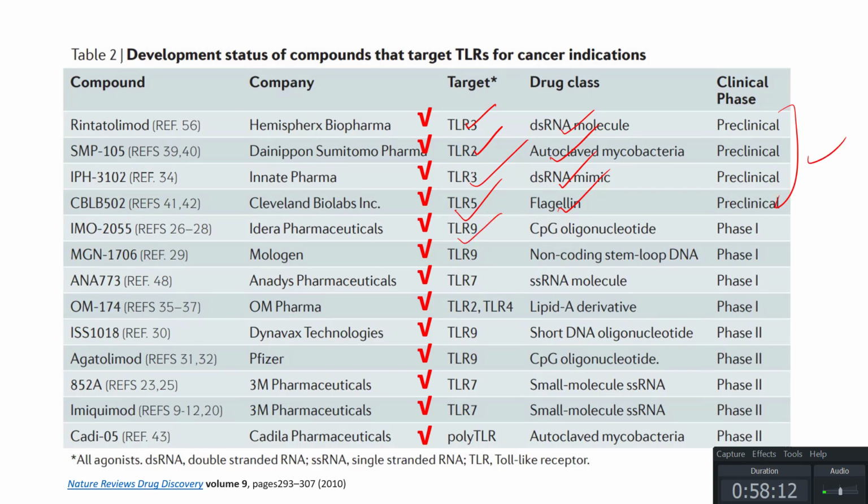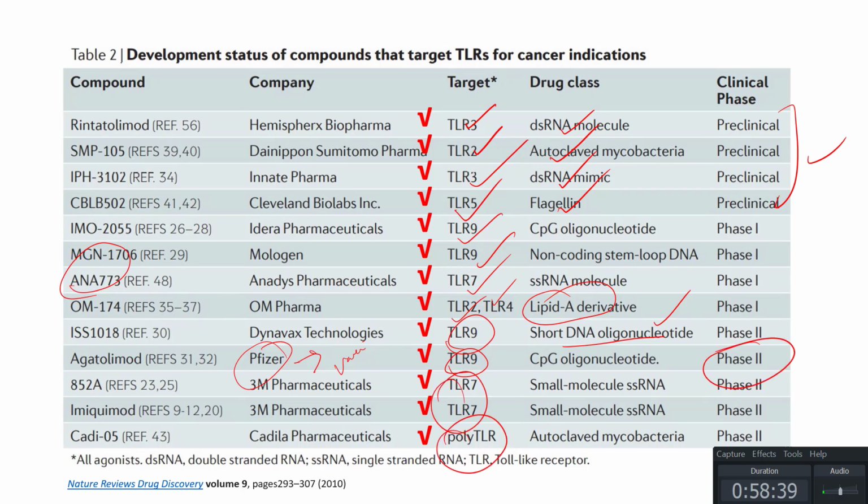And in phase 1, TLR9 related things are there. TLR7, this ANA773 is there, and TLR2 related things are there, which is a lipid A derivative. The TLR9 thing is a short DNA oligonucleotide, and TLR9 is again agatolimod, that is also from Pfizer. These people also made a vaccine against COVID, so that is also in phase 2 clinical trial. Then TLR7 against poly I:C is also there. So these all are in phase 1 and phase 2, the preclinical stages of immune system.